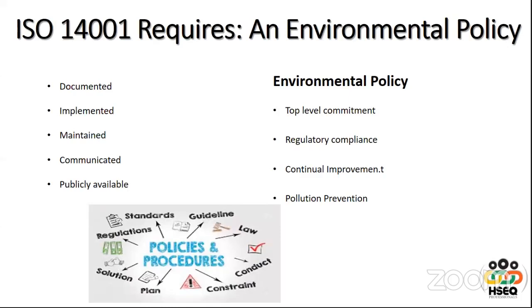Environmental policy is the top tier document of the environment management system. Actually, it is top management's commitment to the protection of the environment, including prevention of pollution, to fulfill compliance obligations, and commitment to continued improvement of the EMS to enhance environmental performance. This policy should be documented, implemented, maintained, communicated, and publicly available. This is a standard requirement. Normally, company policies are not made publicly available, but this requirement is specifically for EMS ISO 14001.